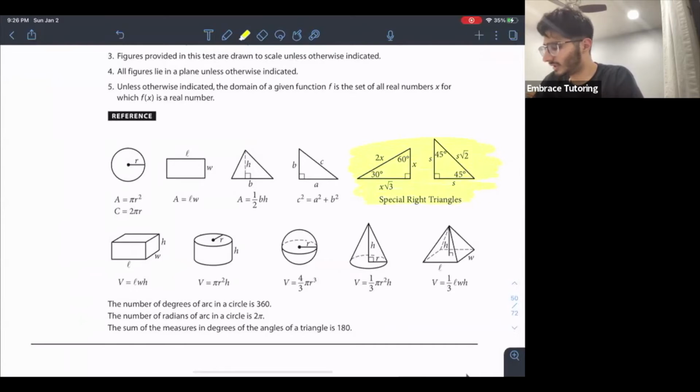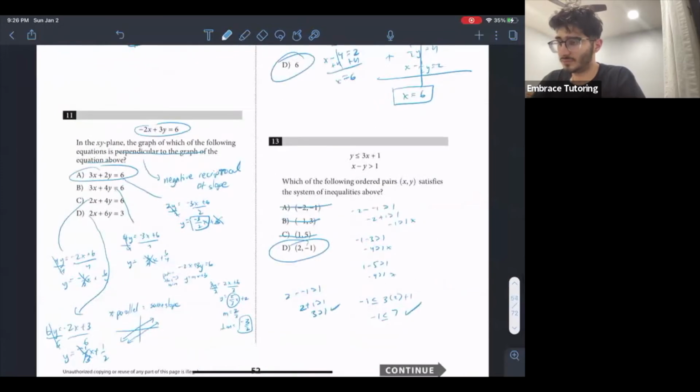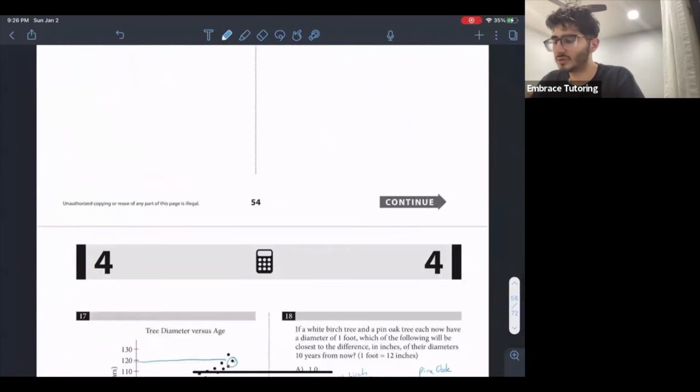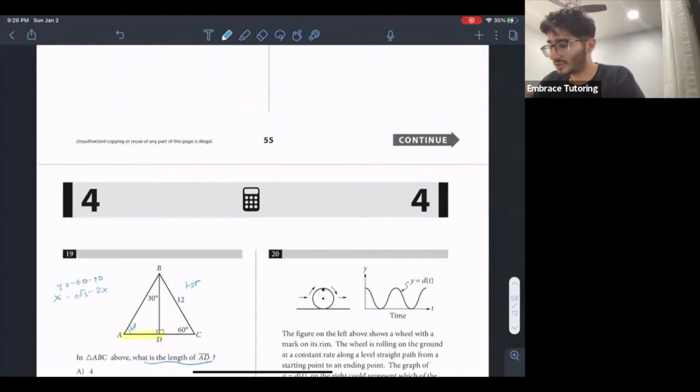Special right triangles for 45, 45, 90, it would be S, S, S radical 2. So those are two equations or concepts you should have in your head. So it's easier than going back to the equation sheet.